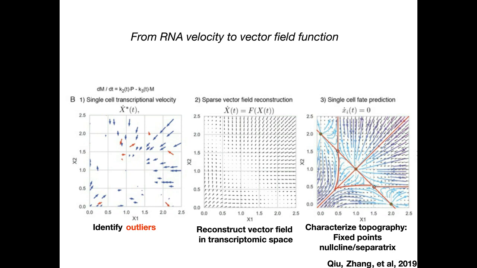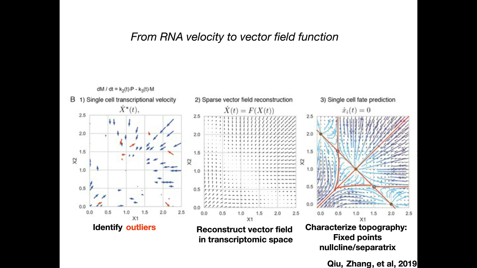field function. After the RNA velocity analysis, we can obtain samples of velocity at the different cells. Some of these cells may be incoherent with other cells nearby. Then we have a procedure to identify these outlier cells. Once we identify these outliers, we can apply a method called sparse vector field reconstruction to learn the vector field function f. And then we can apply this vector field function to any point in this space, even on places where we didn't sample cells.